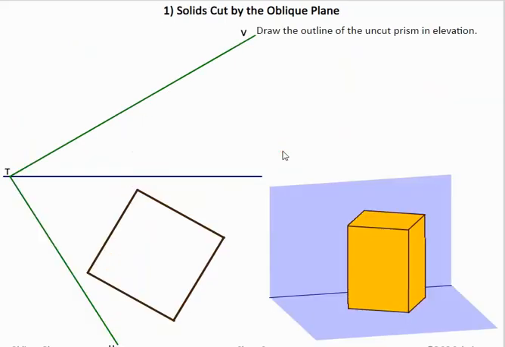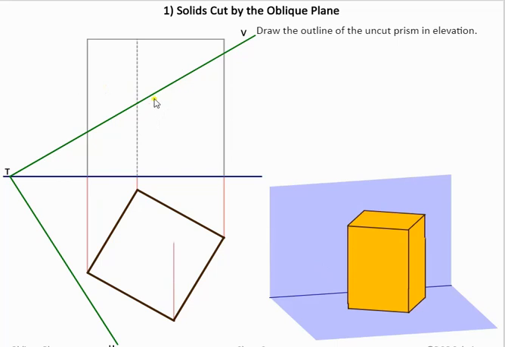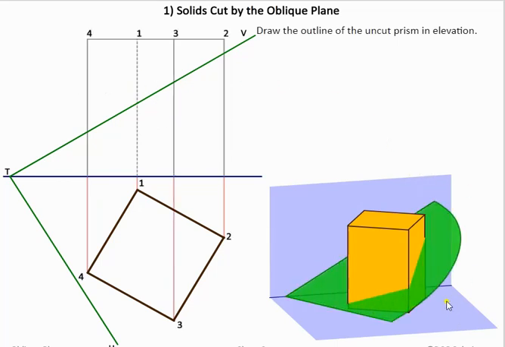Now we're going to look at objects being cut by oblique planes. So what we have here is a square prism, and it's going to be cut by an oblique plane. In this question, we're going to establish what the elevation looks like, and then in the 3D graphic we're going to establish this oblique plane and show how this oblique plane cuts through this object. So it's the top section of this being cut off. What you'll notice here is our elevation isn't correct. Our elevation should look like this.